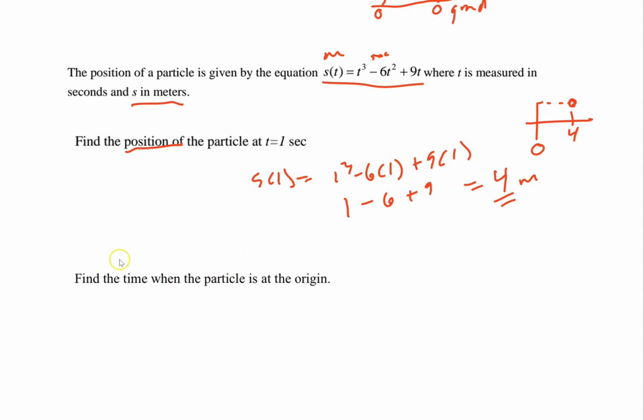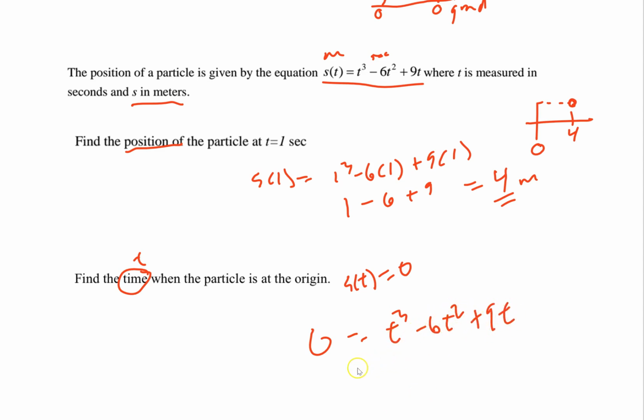Find the time when the particle is at the origin. Notice we're looking for time. That's what we want, so we're not going to plug in here, we're going to plug into here. Particle is at the origin, so we say s of t equals 0, because that's what the origin is, 0. So you just set 0 equal to t cubed minus 6t squared plus 9t.